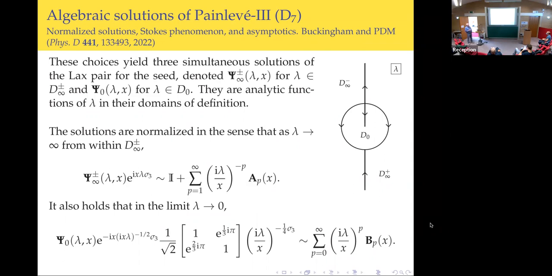So that's the simplification that we get. But really, it's this identity that's the important part. That's the normalizations now.